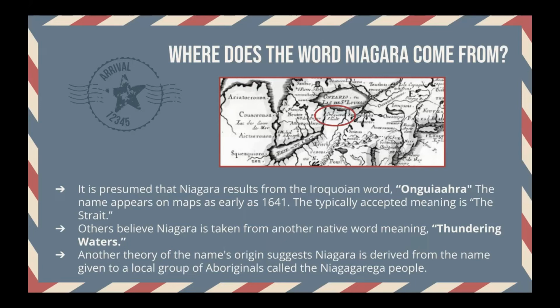And lastly, another theory of the name's origin suggests that Niagara is derived from the name given to a local group of Aboriginals called the Niagara people. Okay. All right, moving on.